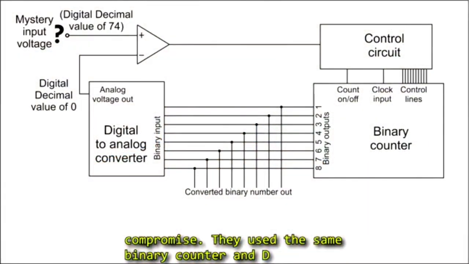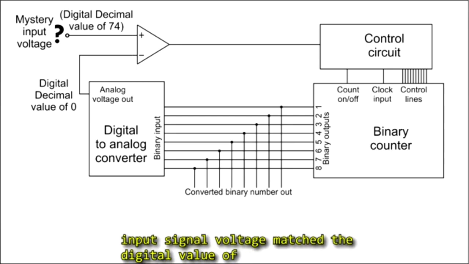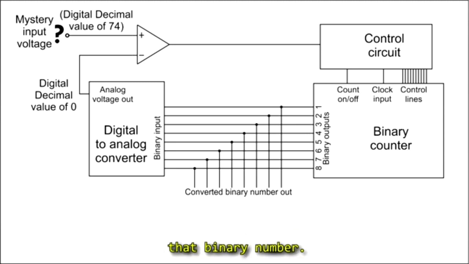So engineers devised a technique that was sort of a compromise. They used the same binary counter and D to A system with a comparator, but added a control circuit to control the count. Now let's say that the input signal voltage matched the digital value of 74. We now go through the process of arriving at that binary number.